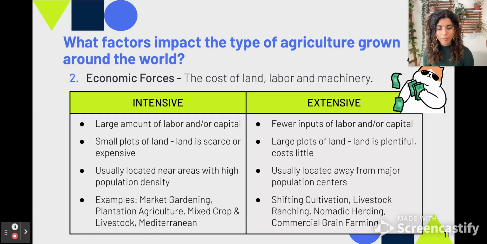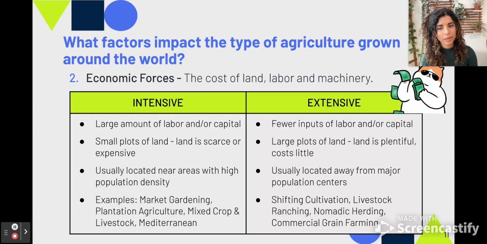So for intensive farming, characteristics of this type of agriculture include a large amount of labor and or capital or investment, things like machinery and stuff like that. Small plots of land is characteristic because land is either scarce or just very expensive. Those two usually go hand in hand. Usually located near areas with high population density, so either right inside or just outside of urban centers. So these are some examples of things that you might see within intensive farming situations.